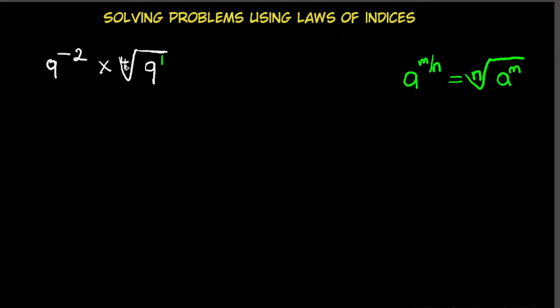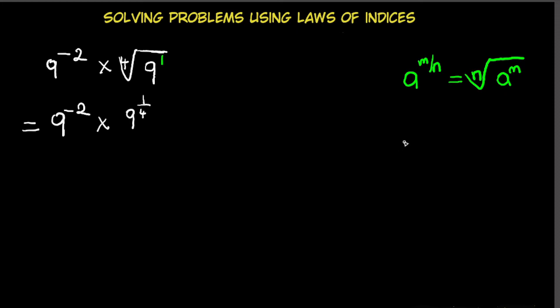So as 4 is the root, 4 would be the denominator. And as m is the power, m would be the numerator. So as 1 is the power, 1 would be the numerator. So let's rewrite this in this form. So now we have 9 to the power of negative 2 being multiplied by 9 to the power of a quarter. What to do next?